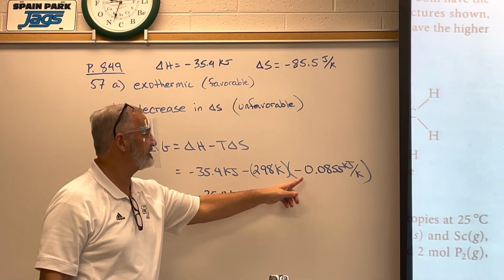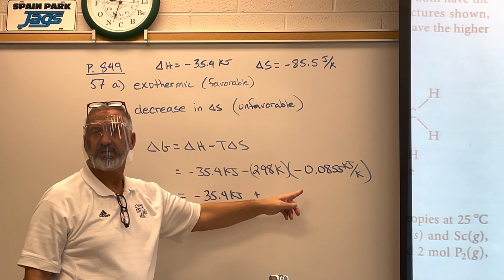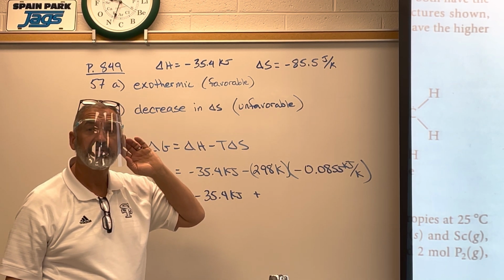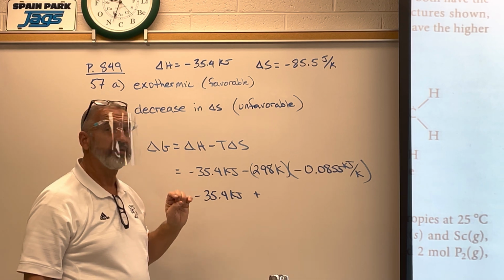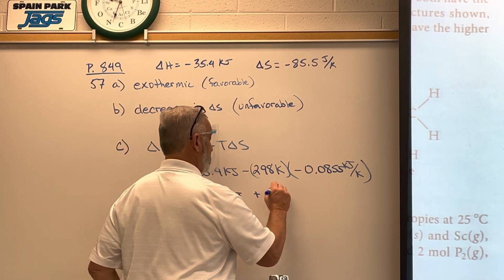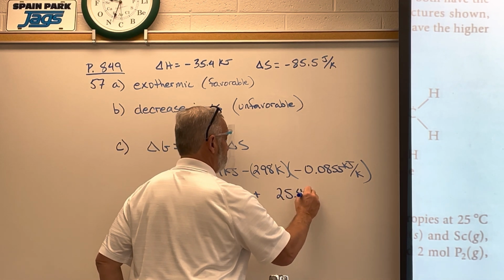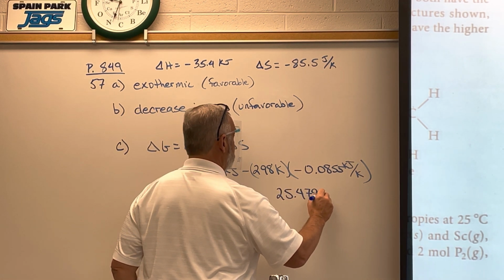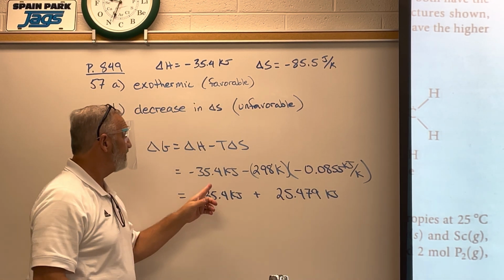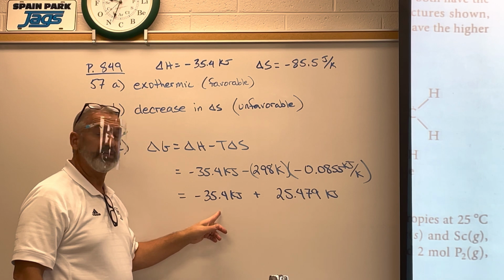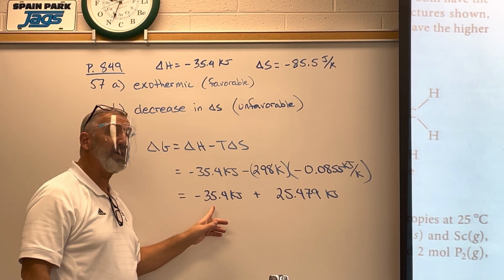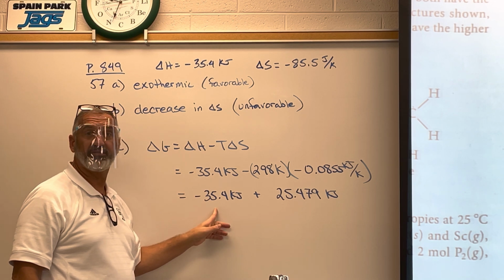What is this times this equal, anybody? Positive what? 25.479. Okay, so that's just going to be kilojoules. So we can just see that this delta H term is bigger than the delta S term, which means the sign of delta G is still going to be negative.